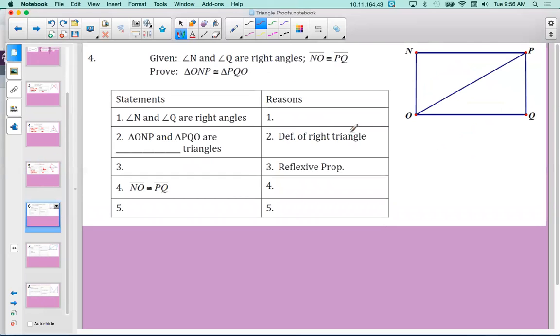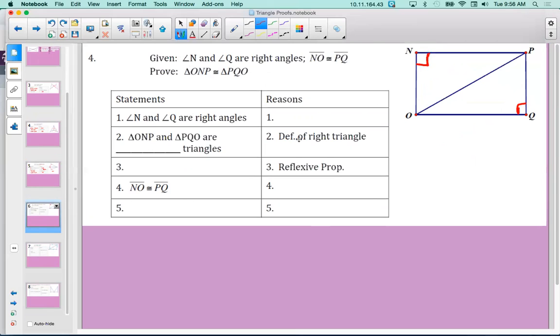And these are similar to what you're going to have on your homework. You're going to have some blanks. You won't have it completely blank, but we're trying to put the blanks in different places so you guys have a good idea of how these should be formatted. All right. Given angle N and angle Q are right angles.